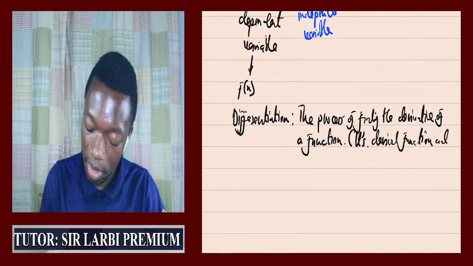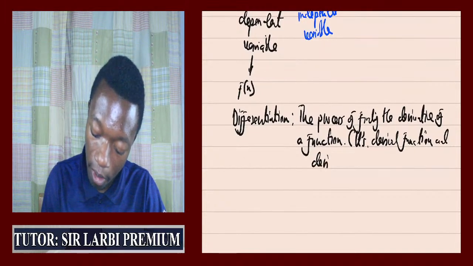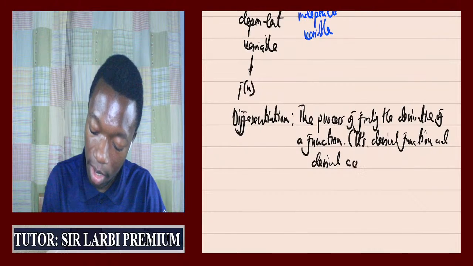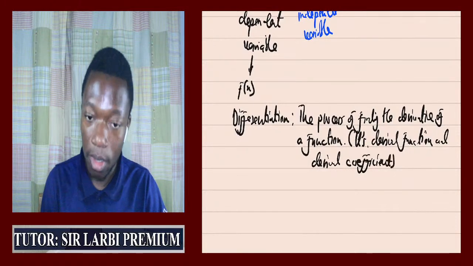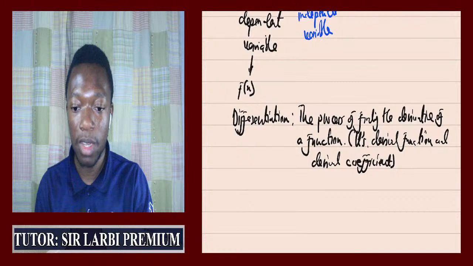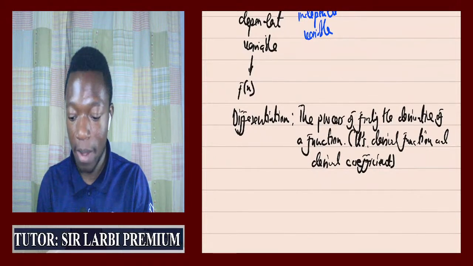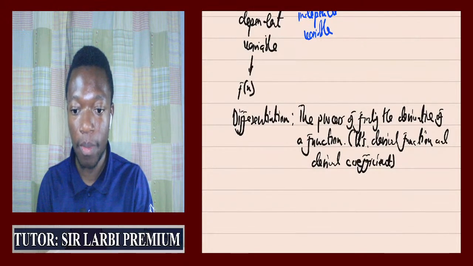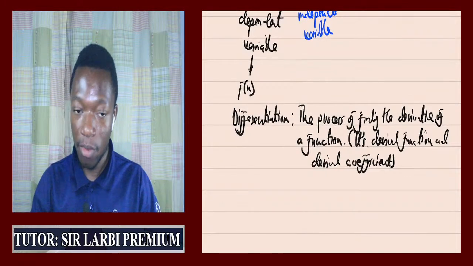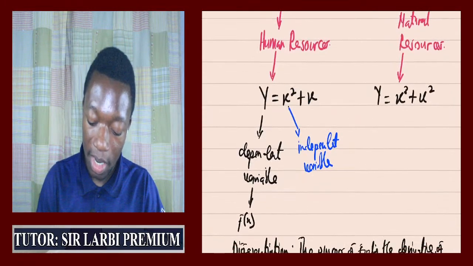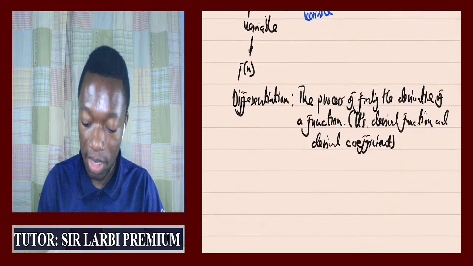A derived function and derived coefficient. Derived coefficient, and I will explain that in a moment. So derived function, derived coefficient generally at the end of the day. So if that is the case, then let's see. We have derived function, derived what? Coefficient.